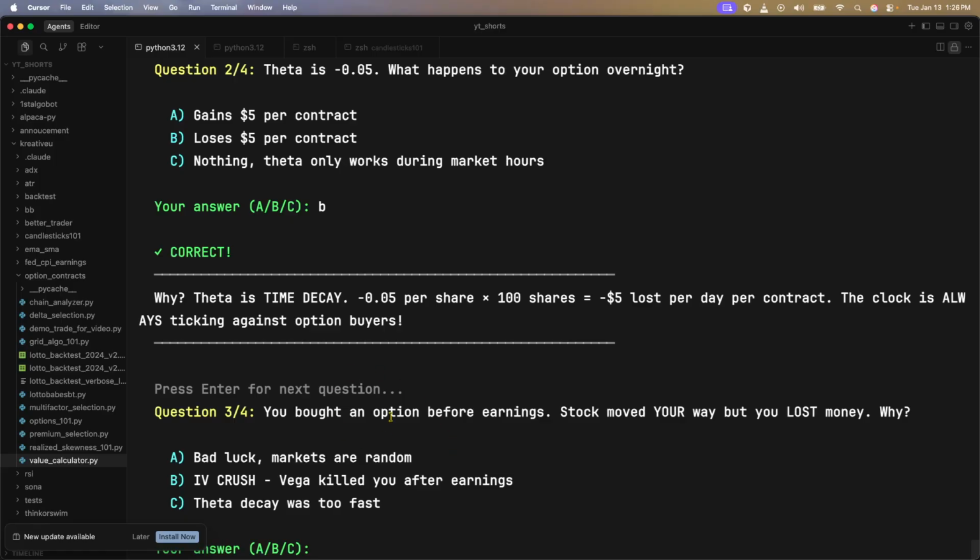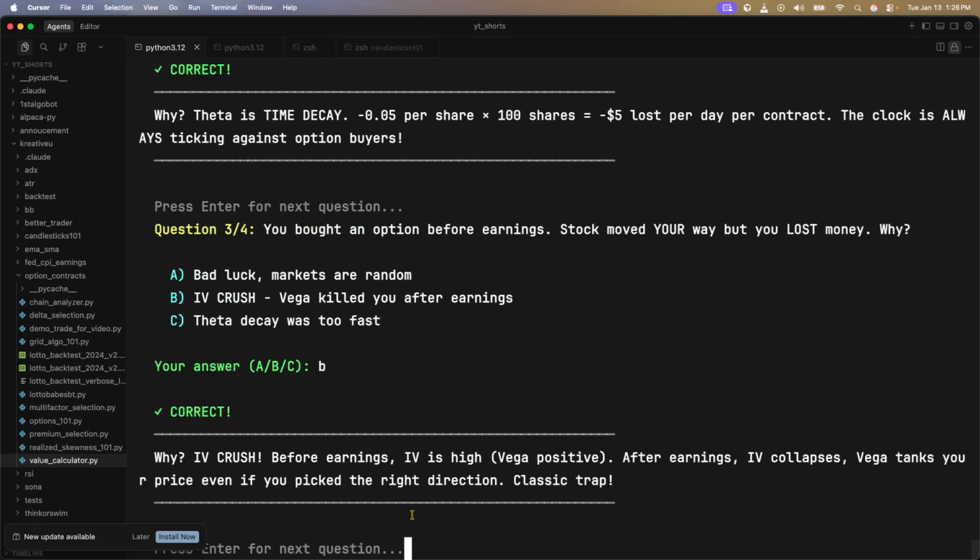And the next question: you bought an option contract before earnings. The stock moved your way, but you lost money. Why? Bad luck, market is random? Is it really though? IV crushed. Vega killed you after earnings, right? Or is it C, theta decay worked too fast? Maybe it's a combination of B and C, I would accept that too, but it is going to be B, IV crush.